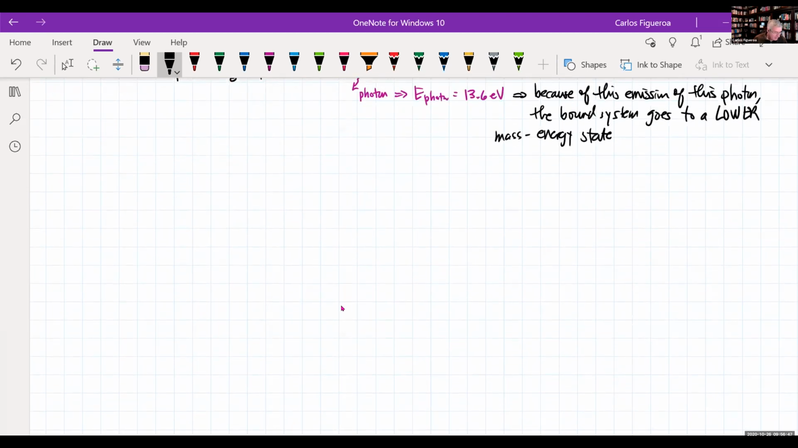Okay, so I want to move on to the next thing here. I want to talk about massless particles.